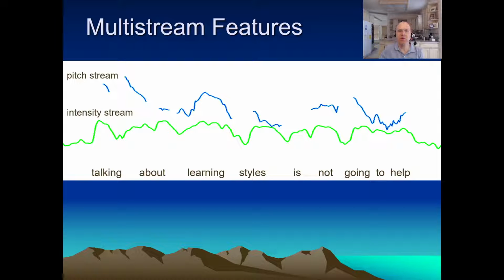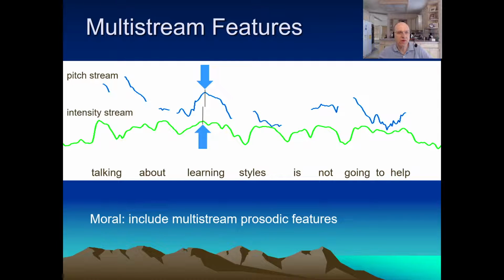For example, the feature that quantifies the disalignment between energy peaks, like that one, and nearby pitch peaks, like that one, is an important feature. In this case, it's barely noticeable. They align pretty well. But when large, this feature can convey things like incredulity or insinuation in English. In other languages, it can actually convey information about word identity. So if I say, talking about learning styles, you can hear a disalignment between the pitch peak and the energy peak. So in general, it's good to include multi-stream prosodic features. If you leave those out, you'll be missing some important things.